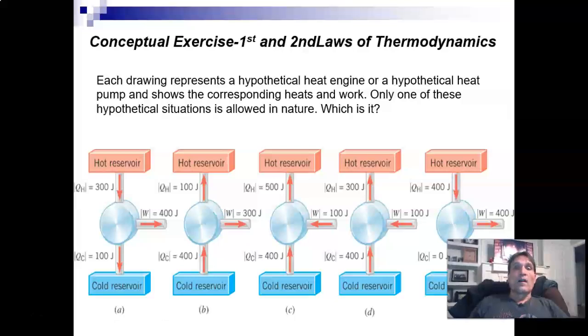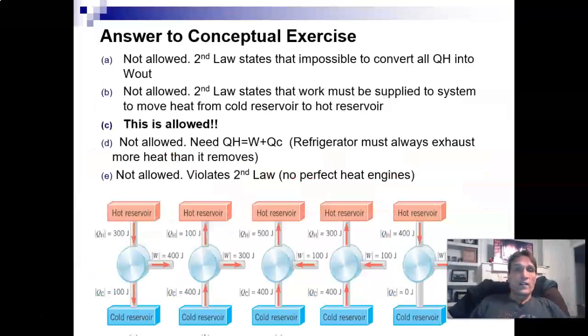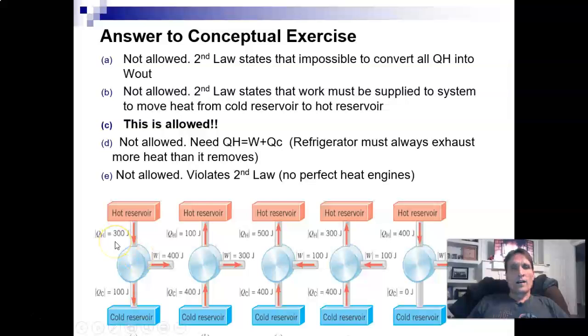Okay, all right, we're back here. So let's look at the first one, heat engine 1. That's a heat engine, right, because heat is flowing from hot to cold and we get work out. Here comes heat flowing from a hot reservoir, and if you look at the directions of the arrows, heat in, work out, heat extracted, this is a heat engine. So why is this not allowed in nature? Well, the second law of thermodynamics says you can't get more work out than the heat you put in. Here the work out is 400 joules, heat in is 300 joules. Not allowed. So heat engine A is not allowed in nature.